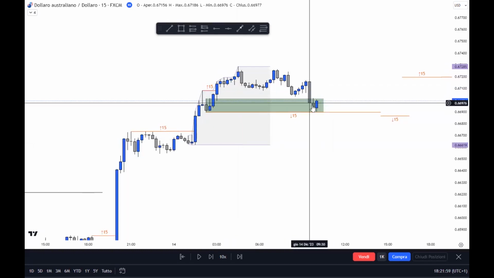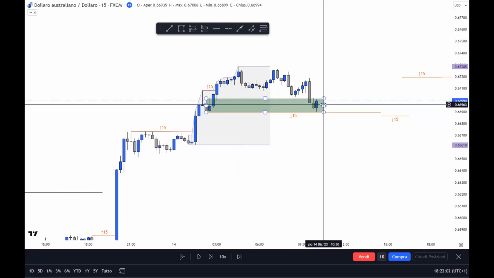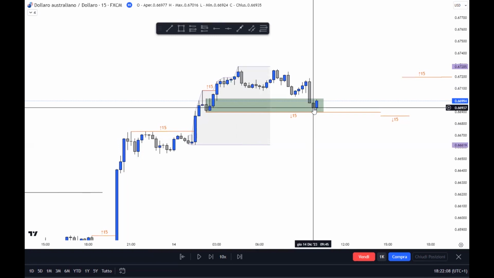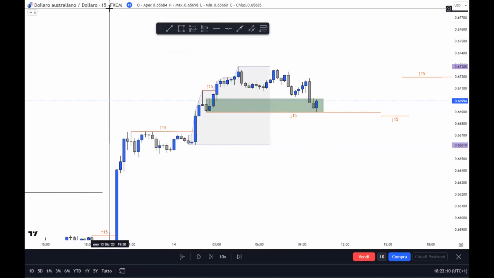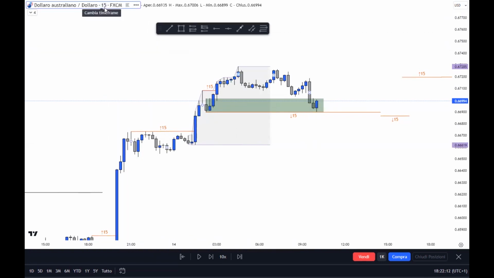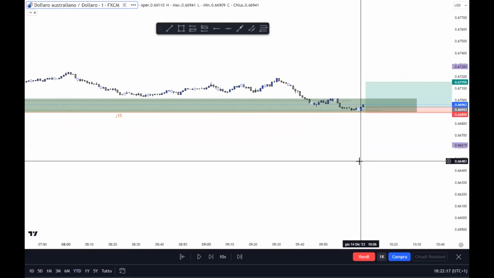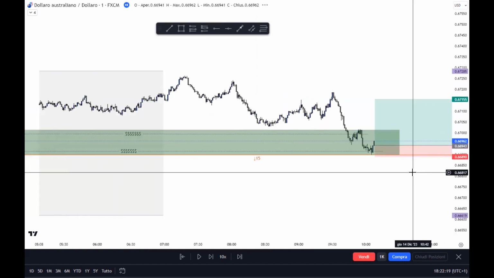And look at this. In the London session, we catch a long trade right here because the price comes into our zone. Jumping down to the 1 minute time frame, we can see exactly how the trade worked out.